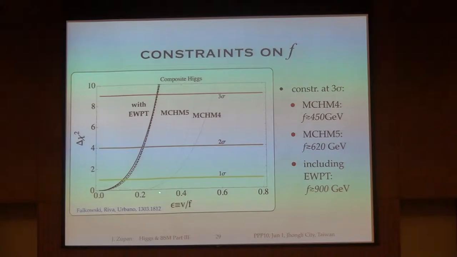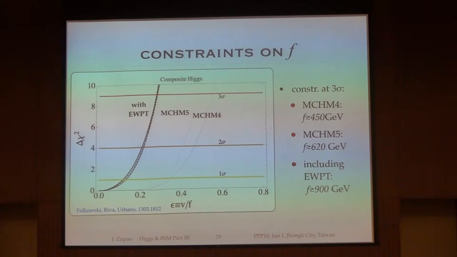If your model is the minimal composite Higgs model with the spinorial representation, so MCHM4. And you see that they have different constraints on the scale f for different composite Higgs models. So at 3 sigma in MCHM4, the bound is roughly 450 GeV on the decay constant. In MCHM5, it's 620 GeV. And if you include also electroweak precision tests, it's bigger than 900 GeV.